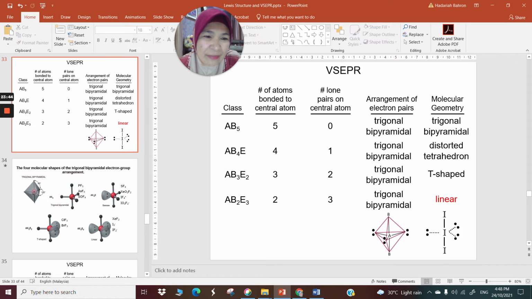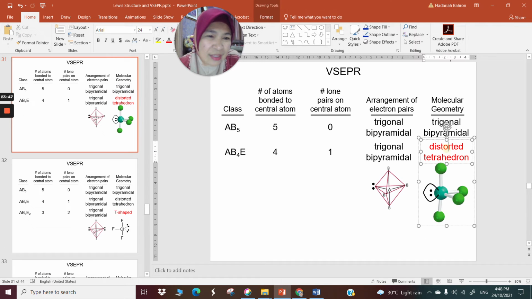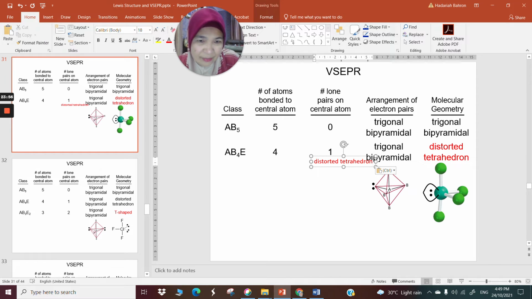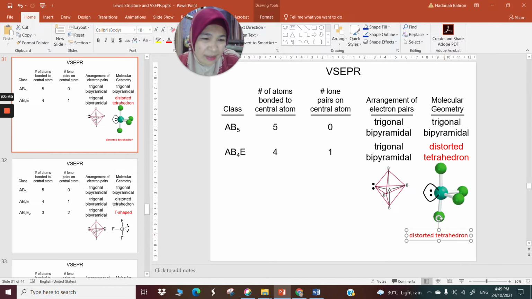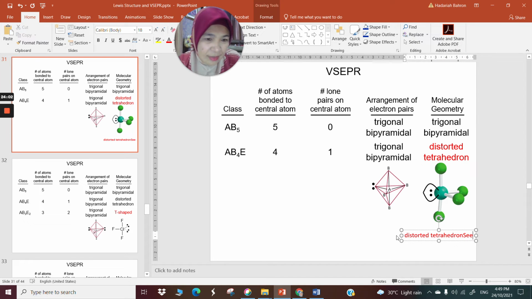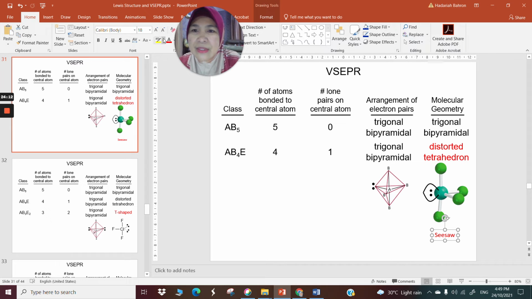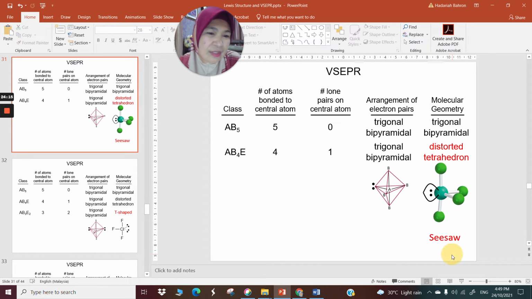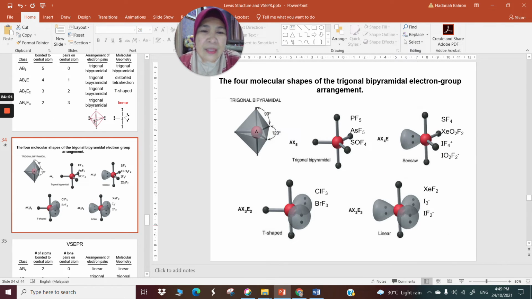This is a seesaw, but in the previous slide, it is mentioned as distorted tetrahedral or a seesaw. What is a seesaw? A seesaw is jongkang-jongkit. So let me make that a little bit bigger. Yeah, either distorted tetrahedral or a seesaw. So that is the summary for the four molecular shapes of trigonal bipyramidal electron group arrangement.